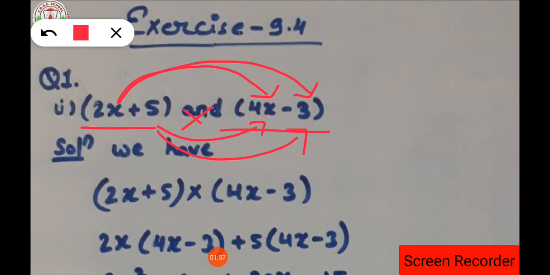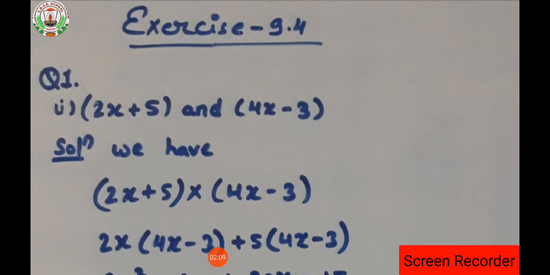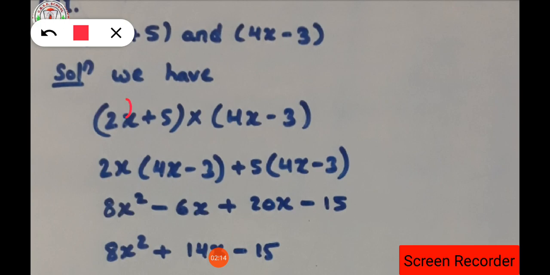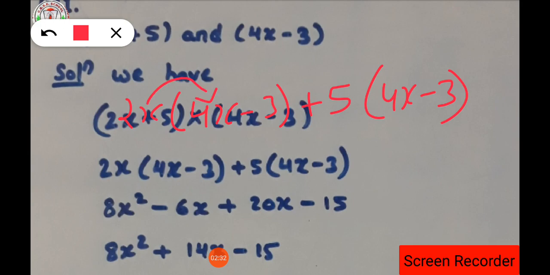Remember students, when the terms multiply with other numbers, the sign is also multiplied. So 2x is going to multiply with which numbers? It will multiply with 4x and 3, isn't it? So let's see the solution. 2x is going to multiply with 4x minus 3. Then 5 is in the form of addition, so plus 5 is going to multiply with 4x minus 3, isn't it? 2x will multiply with both the numbers, and plus 5 will multiply with both the numbers inside the bracket.